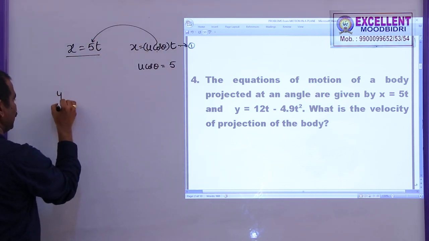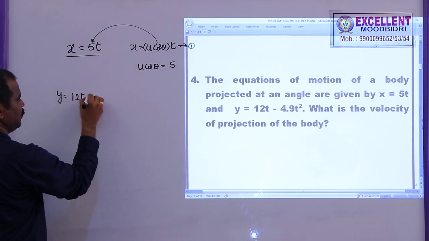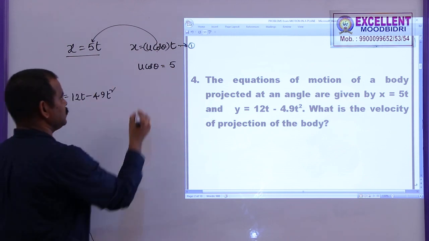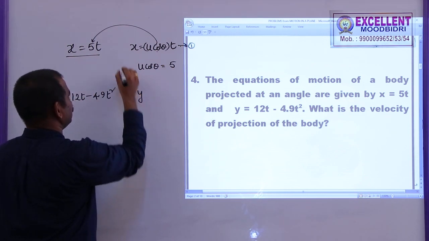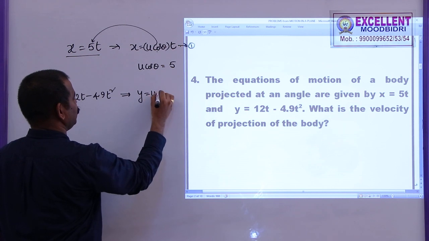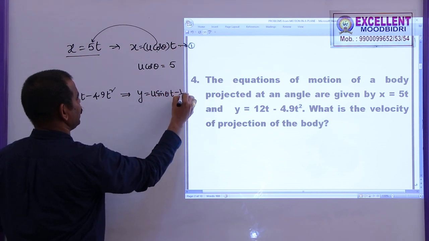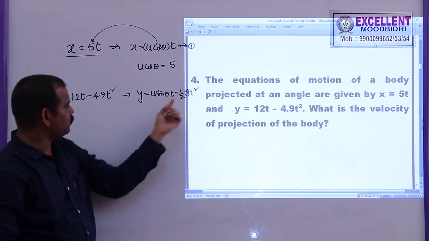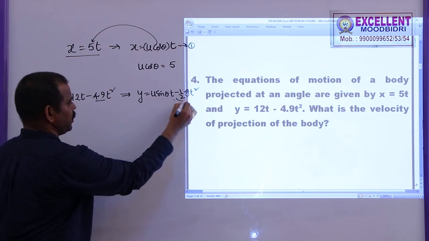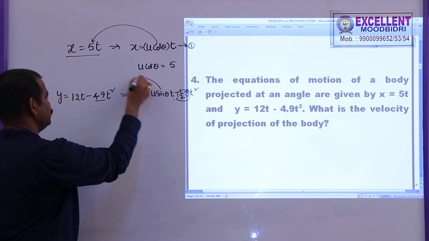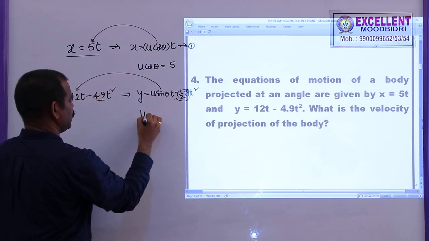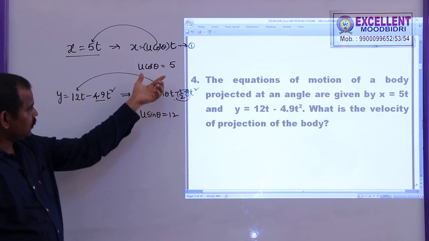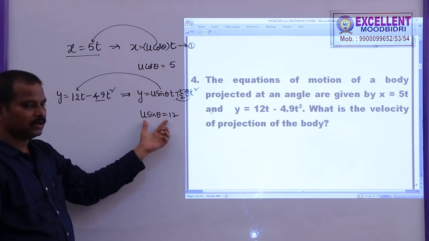Similarly, the next expression, 12t minus 4.9 t square. Along the y-axis, the same expression can be written as y is equal to u sin theta t minus half g t square. We know that small g is 9.8, by 2 is 4.9. So this is 4.9 t square. So these two are the same. So from this you can write u sin theta is equal to 12. So I got horizontal velocity and I got vertical velocity.